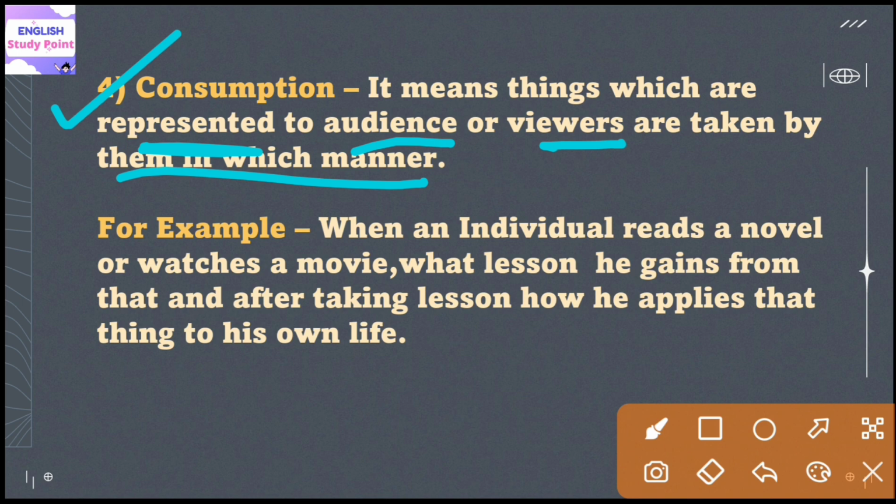Let's take an example. When an individual reads a novel or watches a movie, what lesson he gains from that, and after taking a lesson, how he applies that thing to his own life. So whether the messages portrayed with the help of the Chamber of Secrets series can be integrated into our daily life or not.